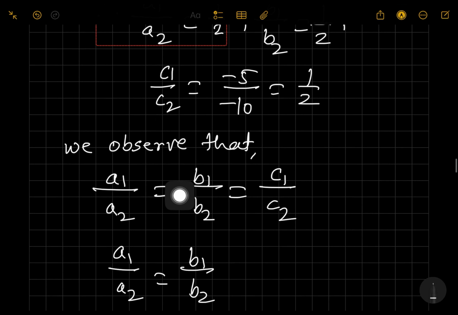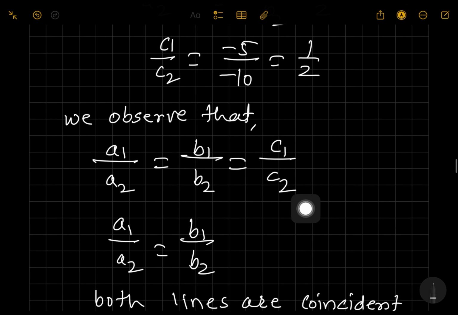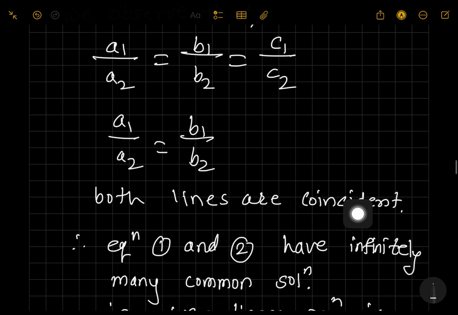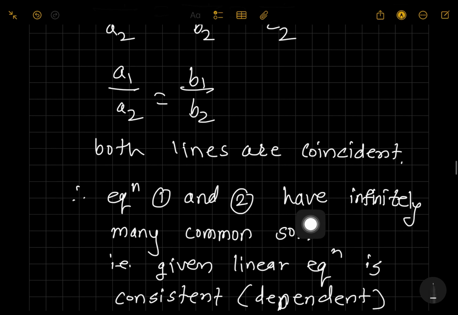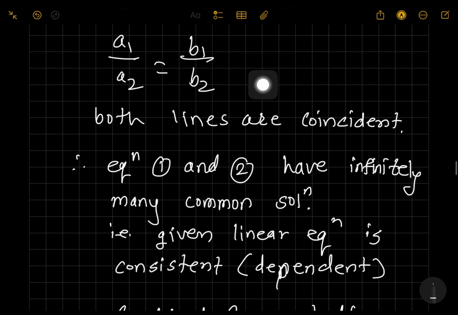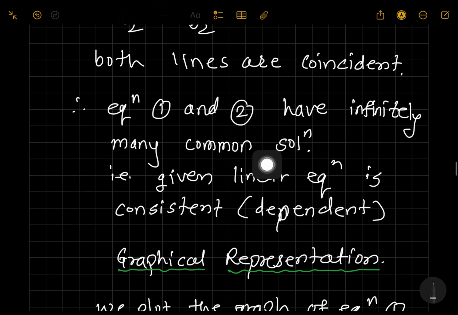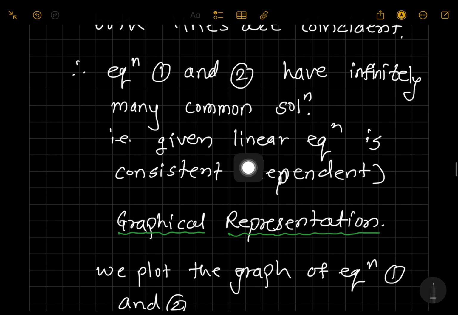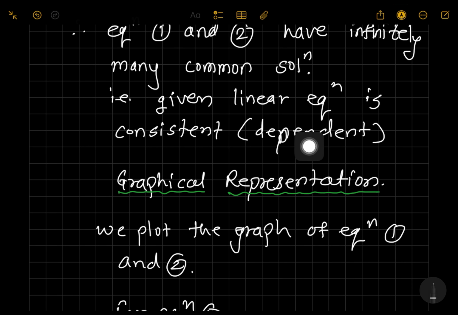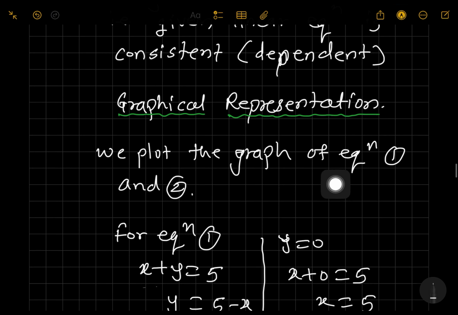So we observe that a1 upon a2 equal to b1 upon b2 equal to c1 upon c2, which means both lines are coincident. So equations 1 and 2 have infinitely many common solutions. If the ratios are equal, it is coincident, and coincident means we get infinitely many common solutions. So the given pair of linear equations is consistent, which means it is dependent. This word we already studied. Now we can do the graphical representation and get the exact solution.